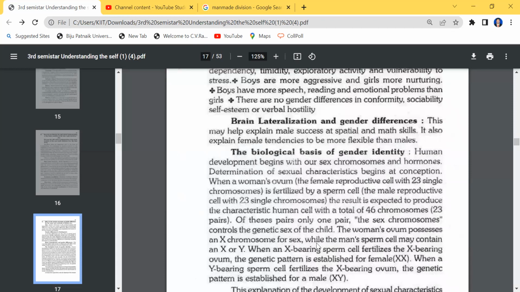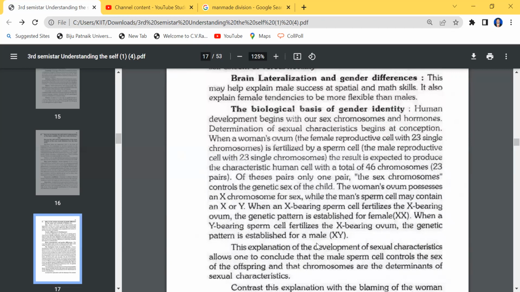Brain analysis of the gender difference. This may help explain male success at spatial and math skills. It may also explain female tendencies to be more flexible than males. Biological basis of gender.